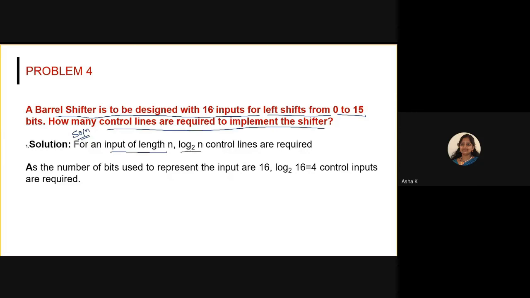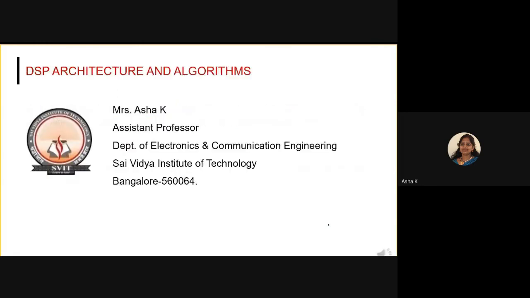How much is the input length I have? 16 input length. So log 16 base 2 control inputs are necessary. So that is 4 into log 2 base 2. Log 2 base 2 is 1, so 4 into 1, that is equal to 4. 4 control inputs are required to implement the barrel shifter.